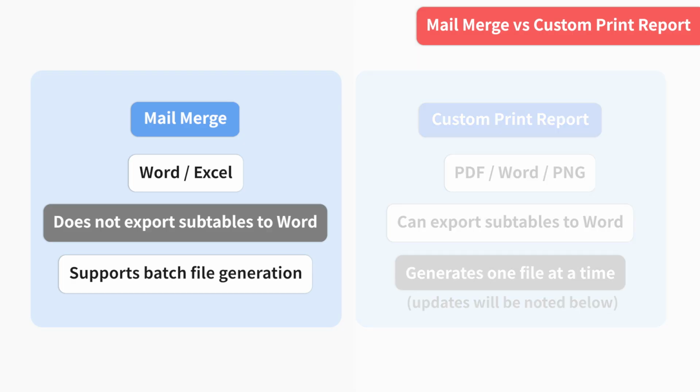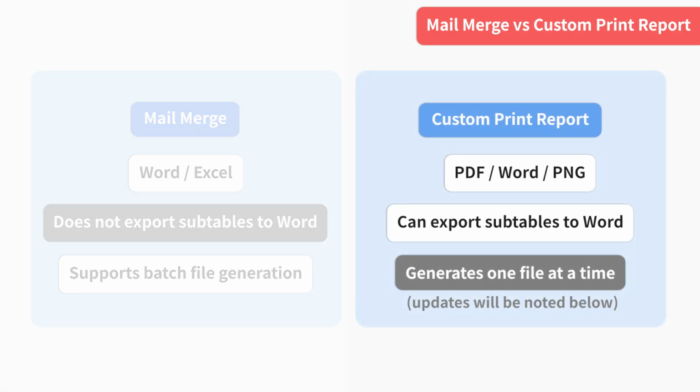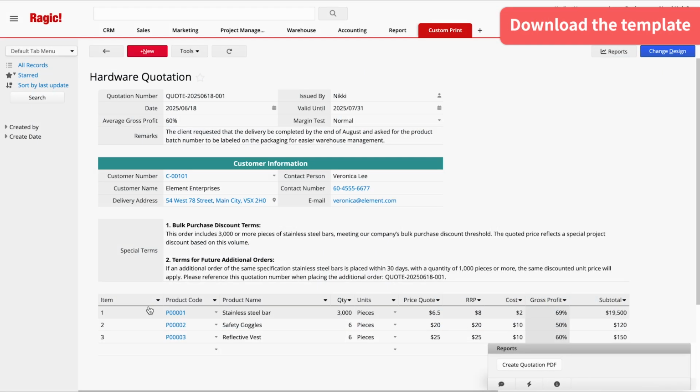For instance, if you need to generate files in batches, use Mail Merge. If you need to export to PDF, PNG, or a Word document that includes subtable data, use Custom Print Report. This video will focus on the Custom Print Report feature. If you'd like to learn more about other data export methods, please refer to the tutorial videos linked in the description box below. Now let's dive into the Custom Print Report tutorial.